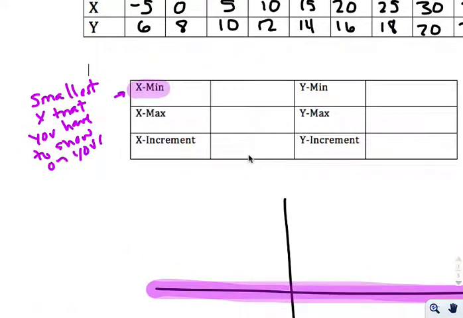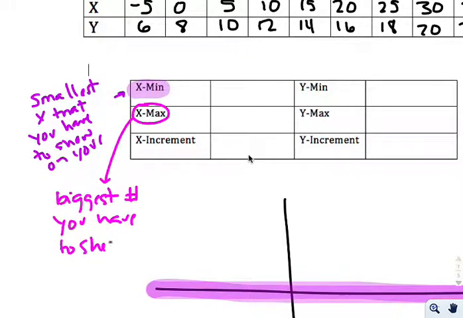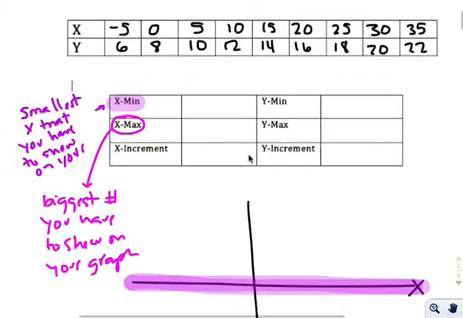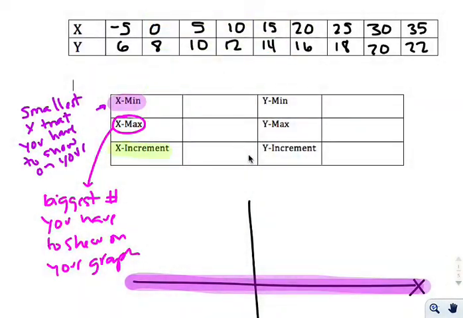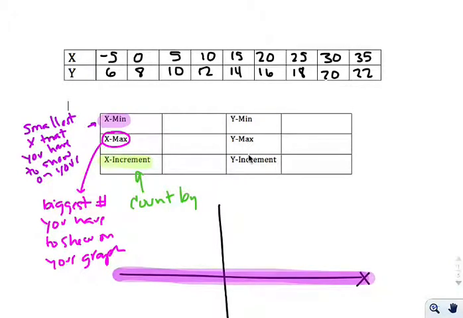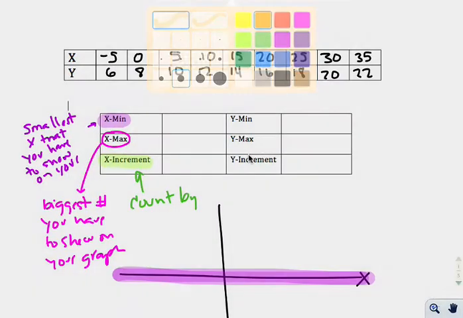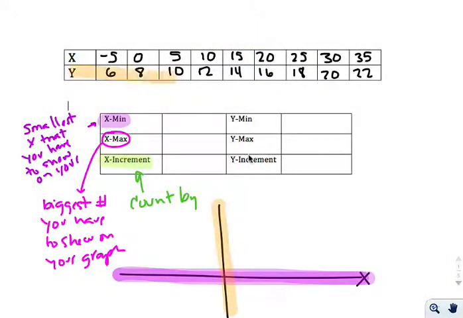In that same kind of thinking, if we're talking about the x max, we're looking for the biggest number that you have to show on your graph. Which brings us to x increment, which is just a really fancy way of saying what are you going to count by. I'm not going to do the highlighting on the other side, but you can see y min, y max, y increment. That means what's going to be the biggest number and smallest number that I have to show on my graph to cover all the numbers in my table. And then increment is going to be, well, what am I going to count those by?